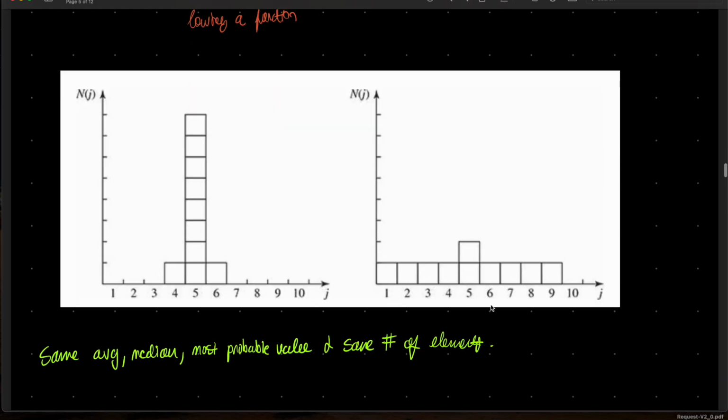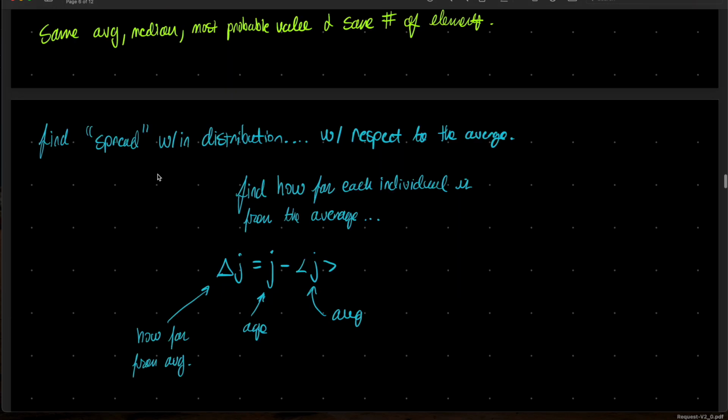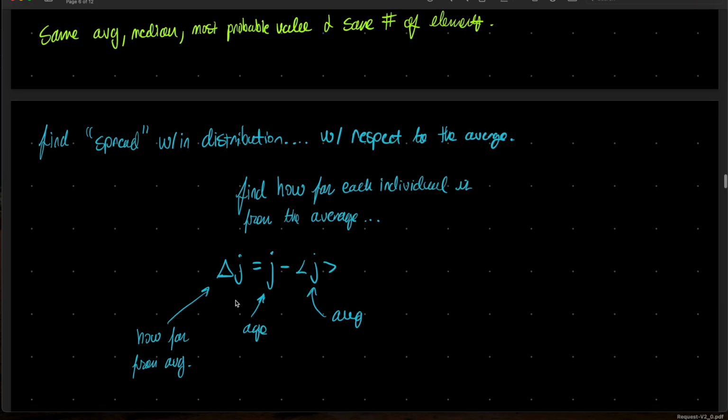Okay, so what we got here in this new graph is that they obviously look very different, but they're very similar in a lot of ways. They have the same average, the same median, the same most probable values, and the same number of elements. So one way we can determine the difference in these graphs is to find the spread within the distribution with respect to the average. A way you can describe the spread is the change in age equals the age minus the average age. So that's finding how far each individual is from the average, or the spread.